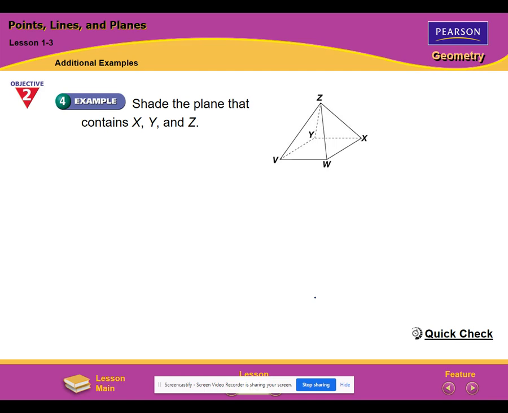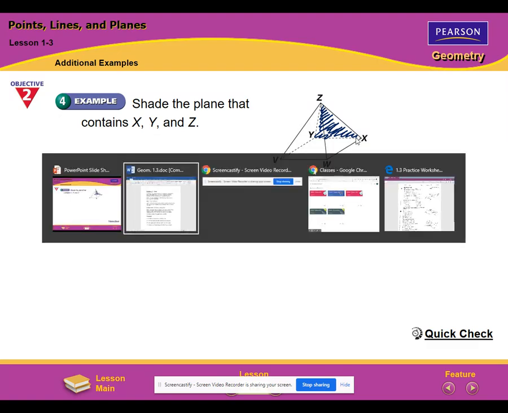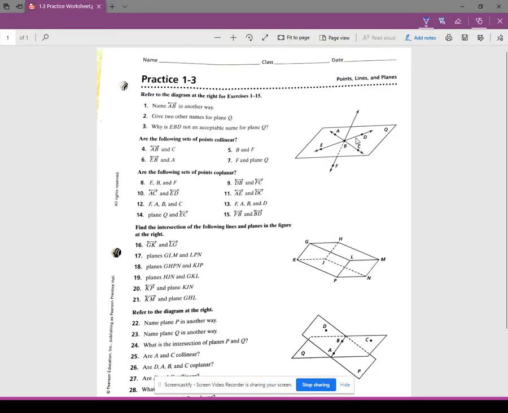It says shade the plane that contains X, Y, and Z. Okay, so that would be kind of the back triangle there, and I'll do the best I can to kind of shade that in. That's all. Okay, and finally then, let's just look at this practice sheet and grab a few examples.